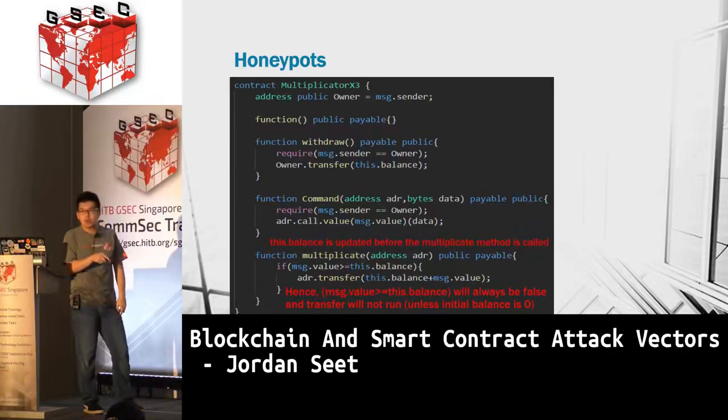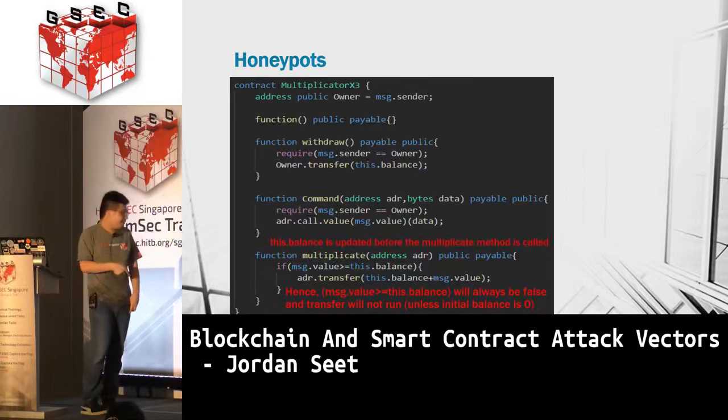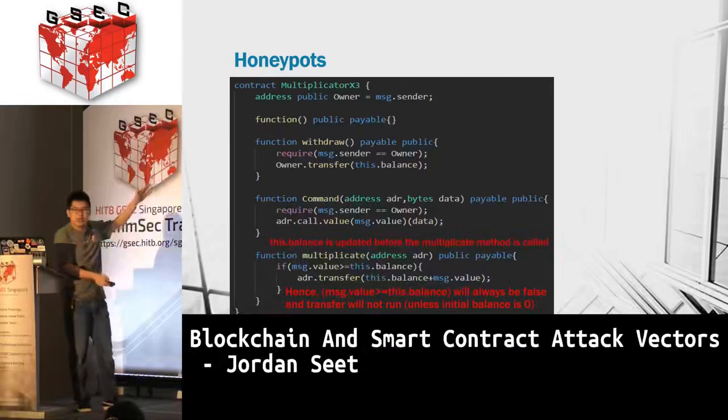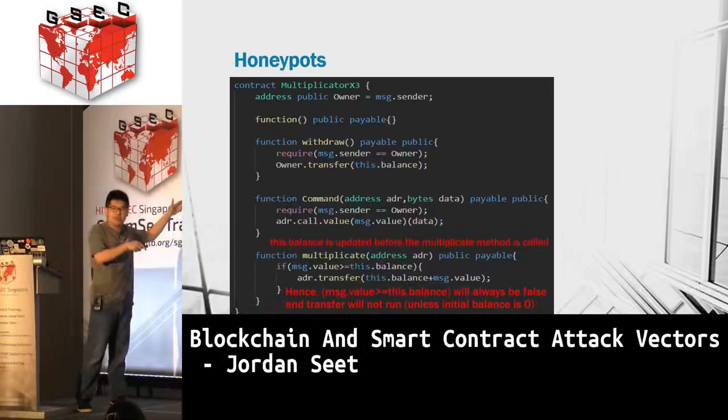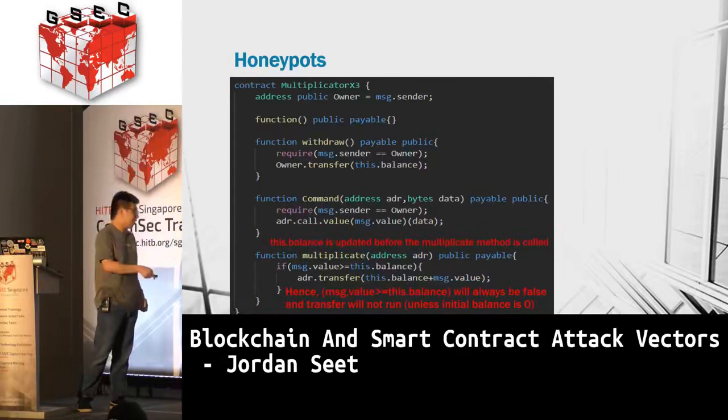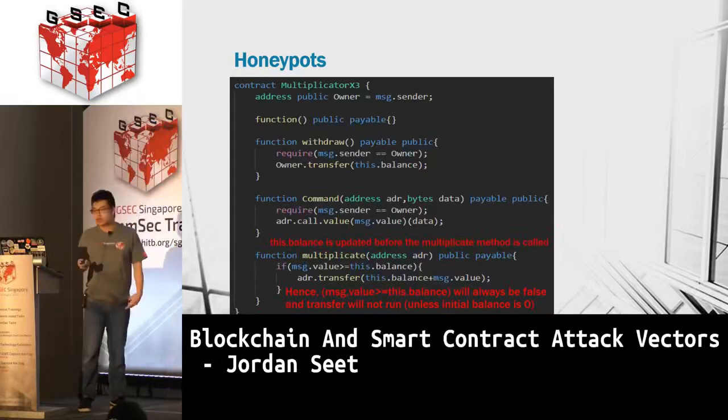If I send $2 to a contract that has $1, the state will be updated, so the balance will be $3. So $2 will not be more than or equal to $3, and therefore it will always fail. And people have been scammed this way. So this is a honeypot. It looks very nice initially. People cannot see the fault and they try, but in the end they get burnt because they didn't do their proper due diligence or they didn't catch this.